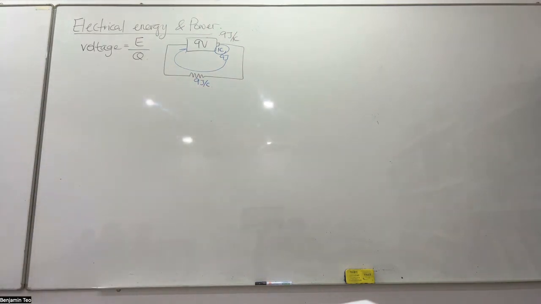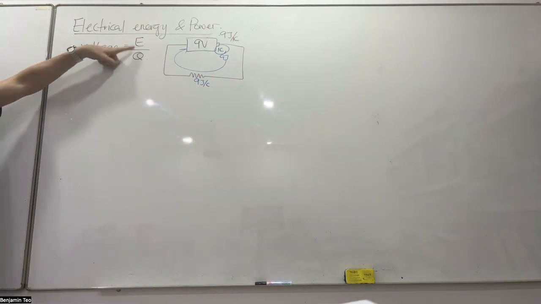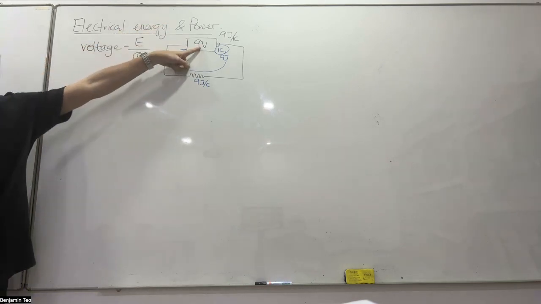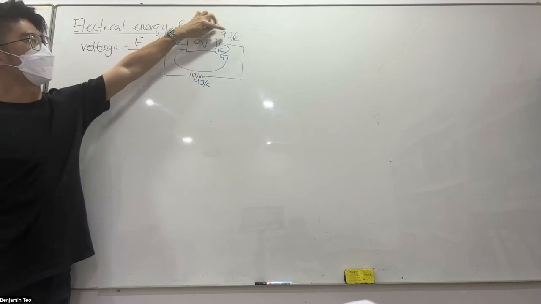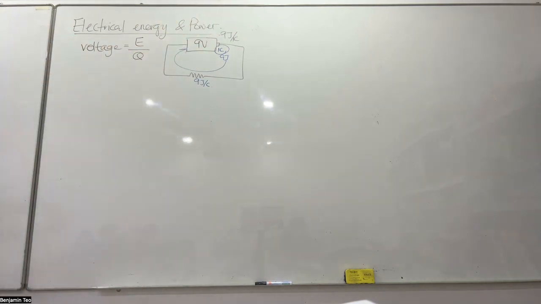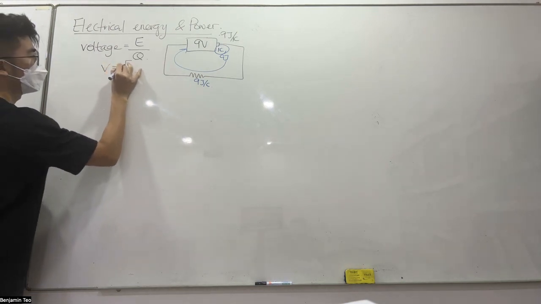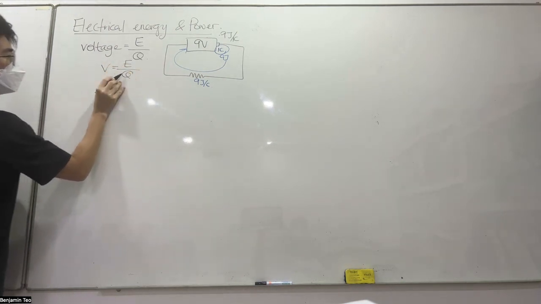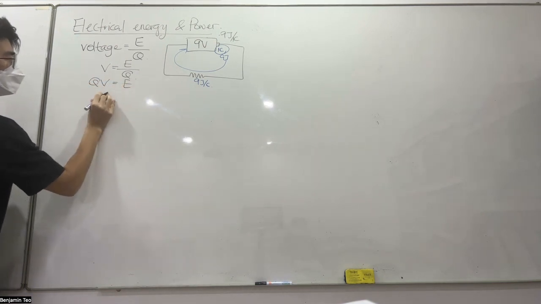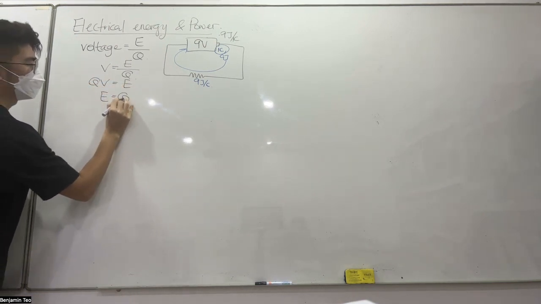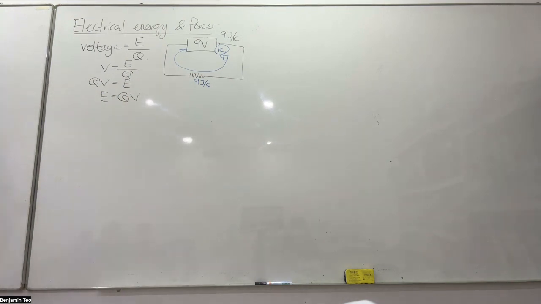So voltage is energy per charge. 3 volt or 9 volt basically means the battery supplies 9 joule to every coulomb. V equals E over Q. Okay, bring this one here: Q times V equals E. So E equals QV.